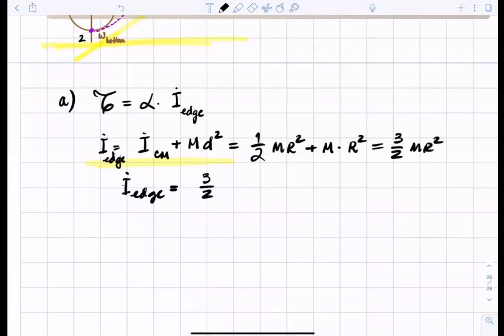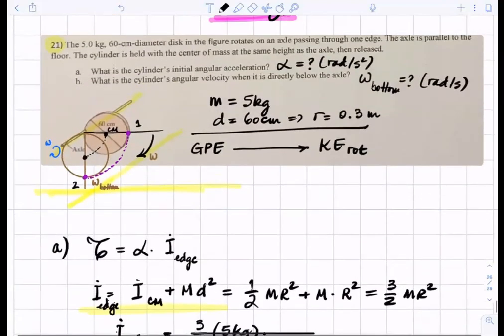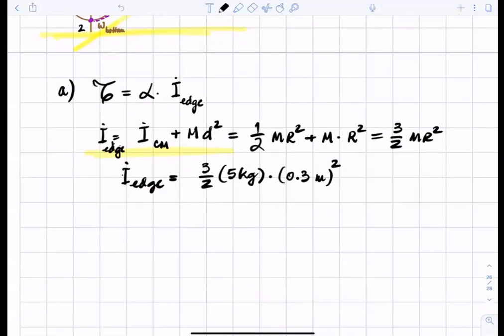So 3/2, the mass is 5 kilograms. And then the radius is 0.3, right? Because the diameter was, okay, so 0.3. And these are meters and all squared. So if you use your calculators for that, you get 0.675. And those are kilograms meter squared.